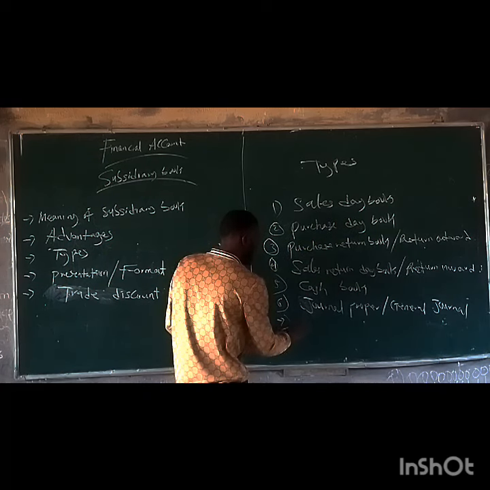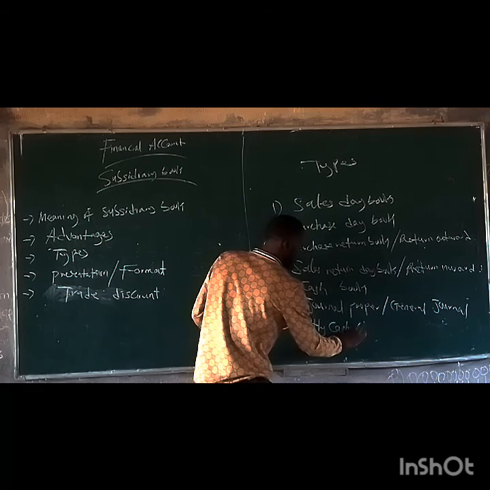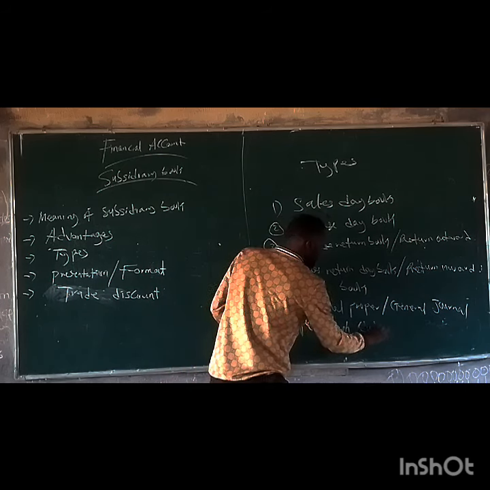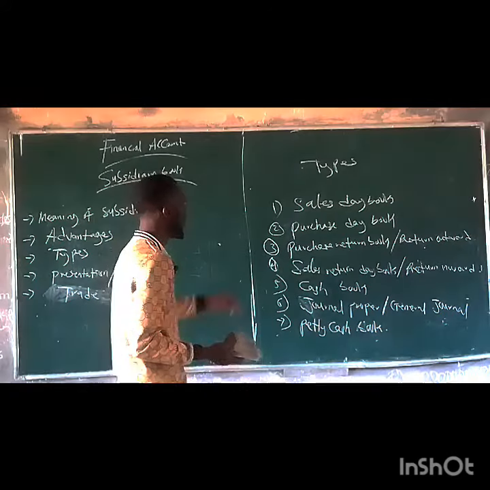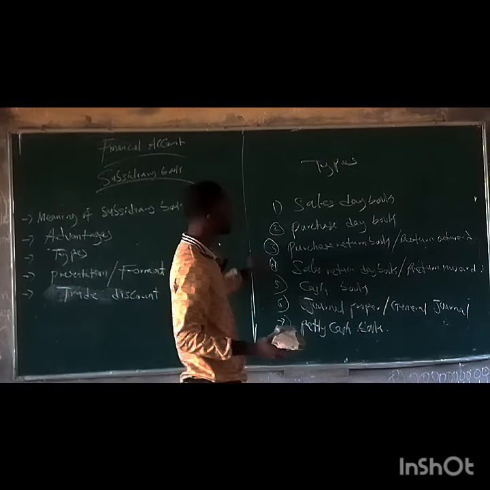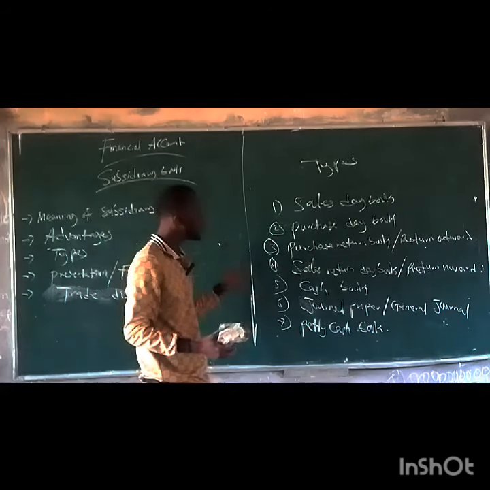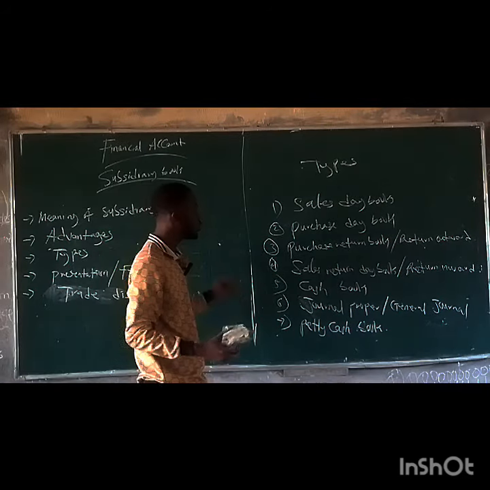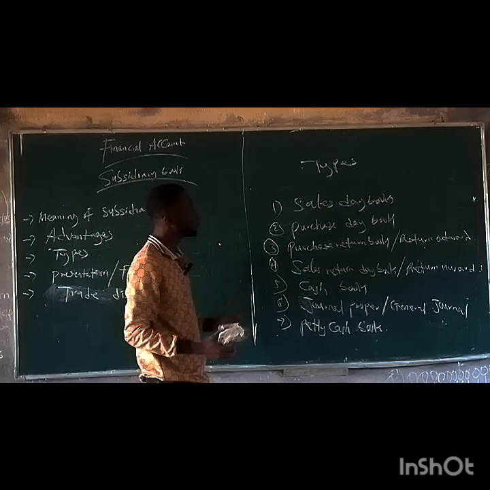Then we have the petty cash book. So these are the types of subsidiary book we have: the sales day book, purchase day book, purchase return book or return outward, the sales return book or return inward, the cash book, the journal proper, and the petty cash book. So we are going to look at these one after the other.